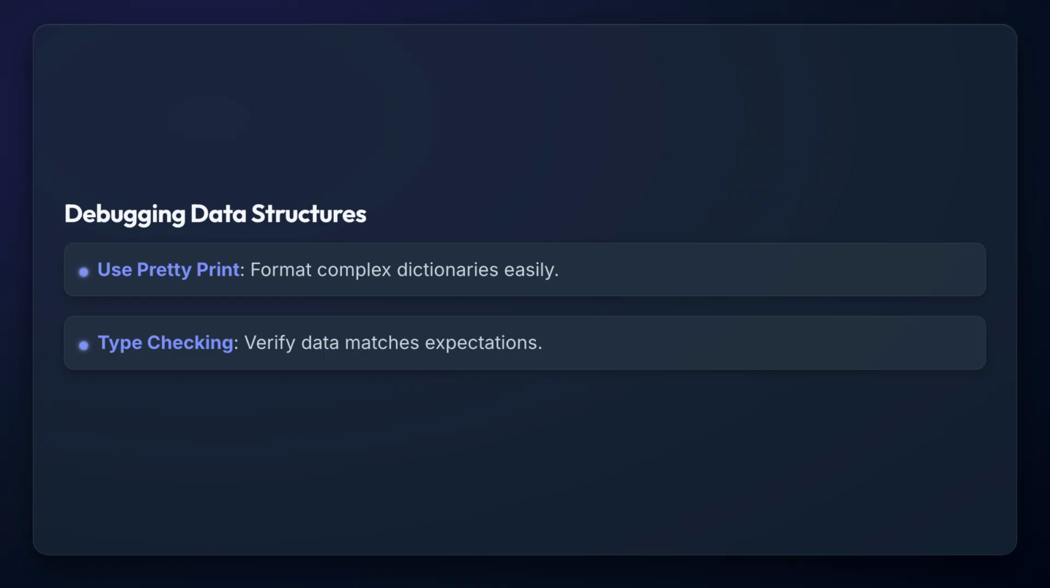When your lists or dictionaries grow large, standard print statements become impossible to read. Use the pprint module, which stands for pretty print, to display your data structures with proper indentation and sorted keys. This makes spotting an incorrect value in a massive nested dictionary much faster than staring at a single, unformatted line of text.